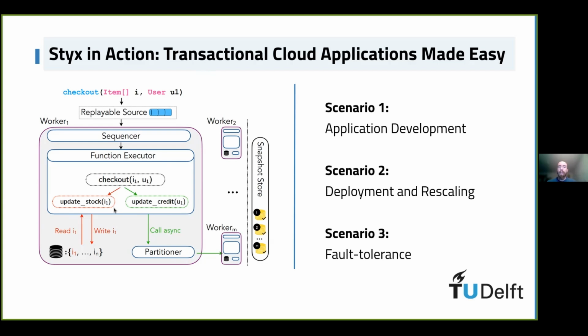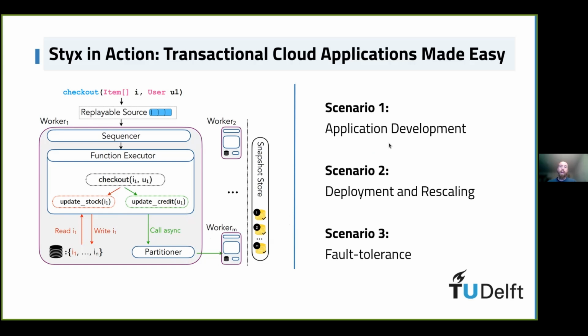In this example, the update stock is local and accesses the state directly. On the contrary, the update credit of the user is remote and has to go through a partitioner to reach the worker that contains that user's state and get executed there. Since everything is in memory and we require durability, Styx snapshots are stored within a durable snapshot store.